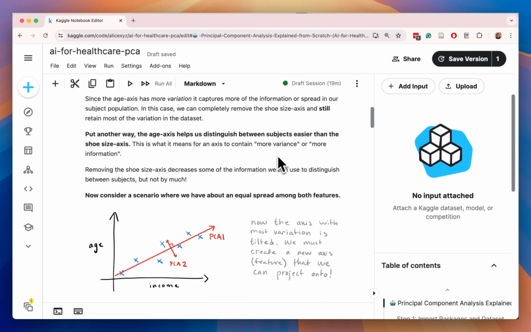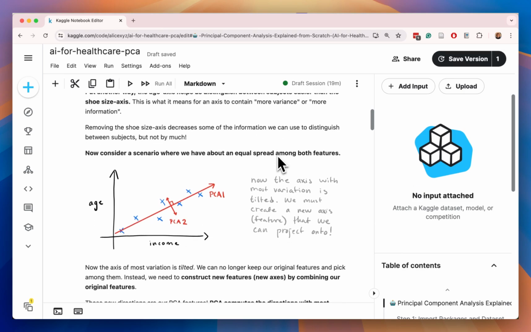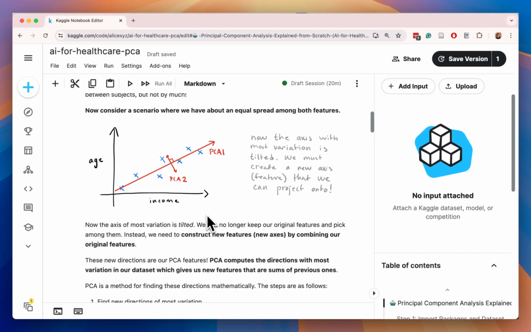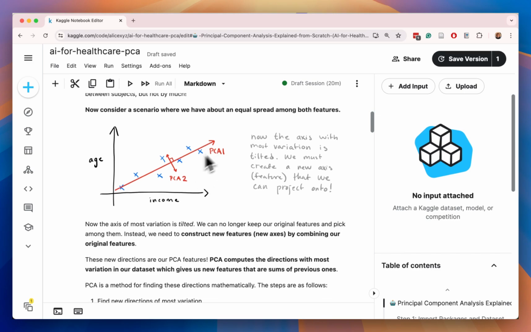But now consider a scenario where we have about an equal spread among features. Let's say we have both age and variable income. Now, the axis of most variation, which is this line over here, is tilted. We can no longer keep just our original features and pick among them. We cannot just remove the age axis or remove the income axis in its entirety.